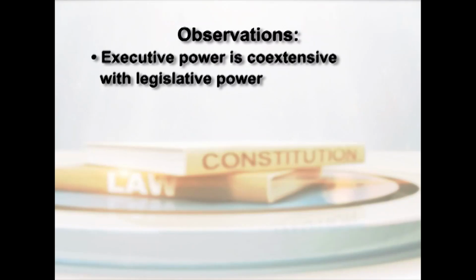Now, here are some observations. Whatever the provisions of the Constitution suggest, there are many centralizing forces which indicate towards having a strong center. Executive power is coextensive with legislative power. As it was in the case of central-state legislative relations, in the case of center-state administrative relations also, central dominance has become the prevailing norm.